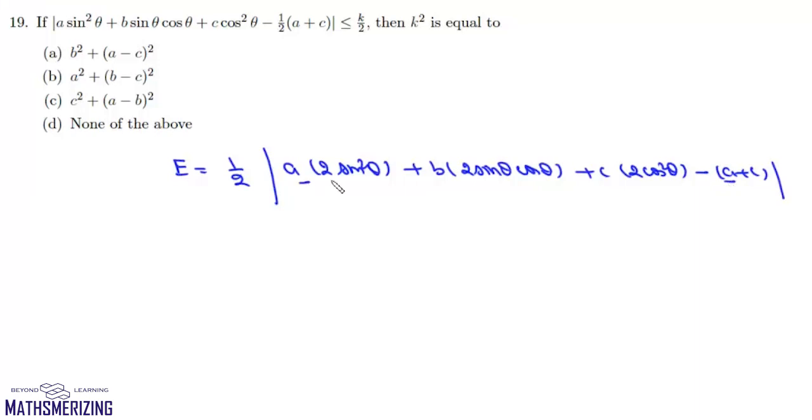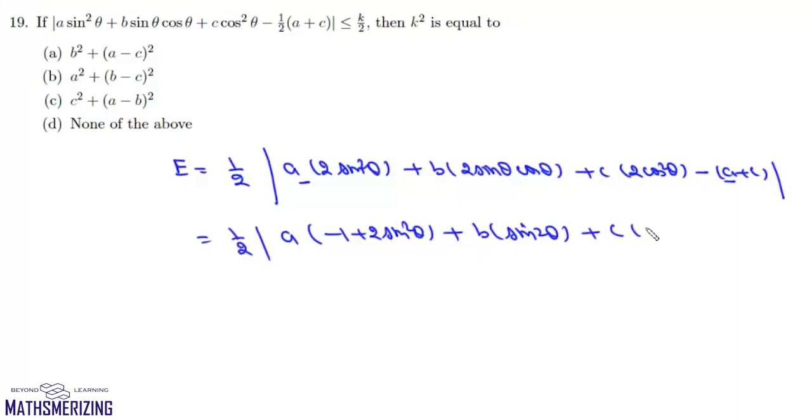Now we'll take a together and c together. So we'll write 1 by 2, and here it will be a (minus 1 plus 2 sin square theta). This is b sin 2 theta plus c (2 cos square theta minus 1). Now this is minus cos 2 theta, and this is plus cos 2 theta. So we can write this as 1 by 2, and here it will be b sin 2 theta plus (c minus a) cos 2 theta.